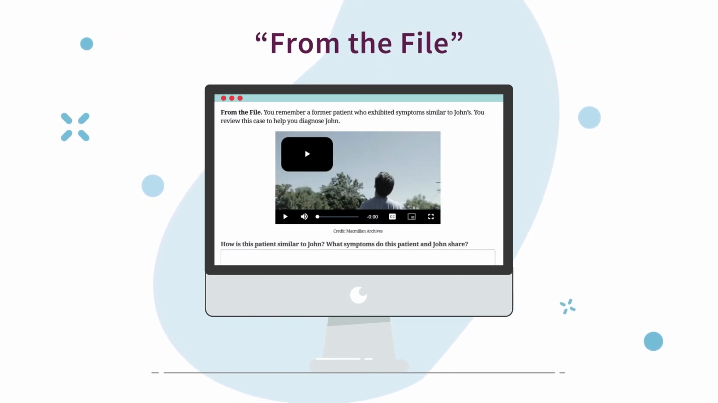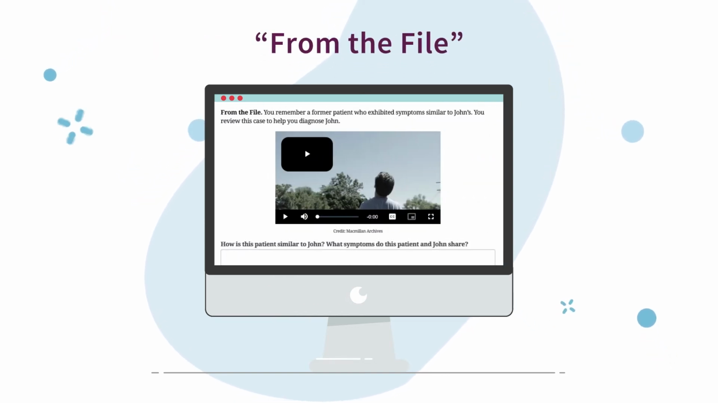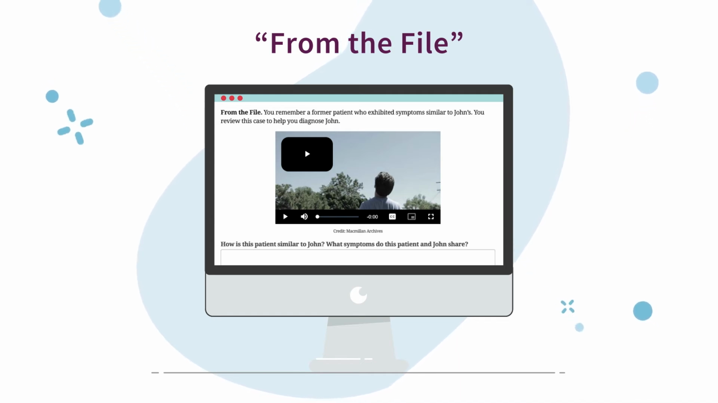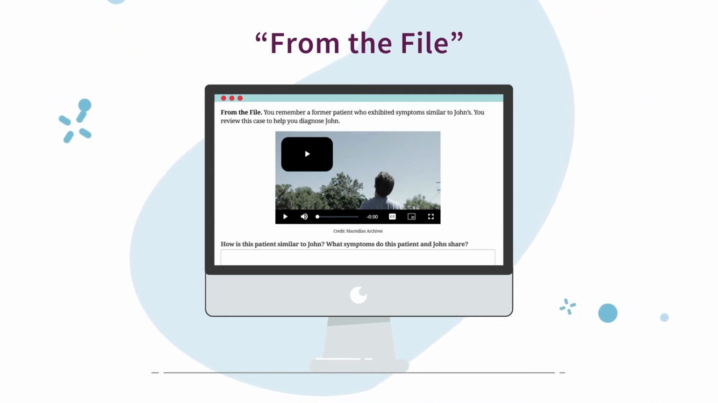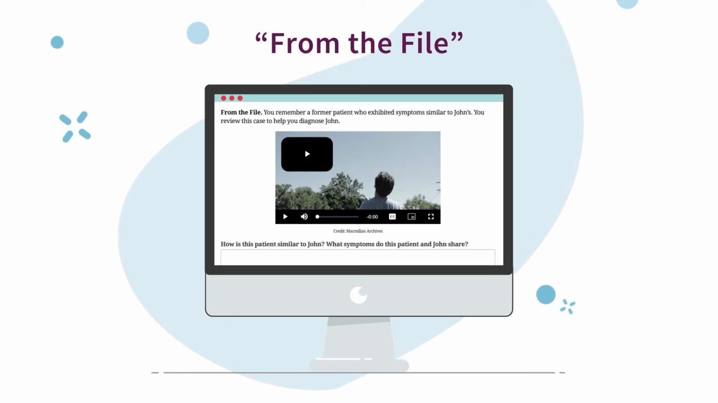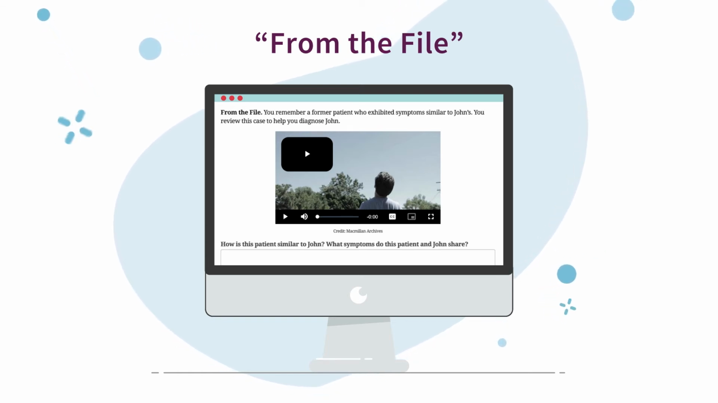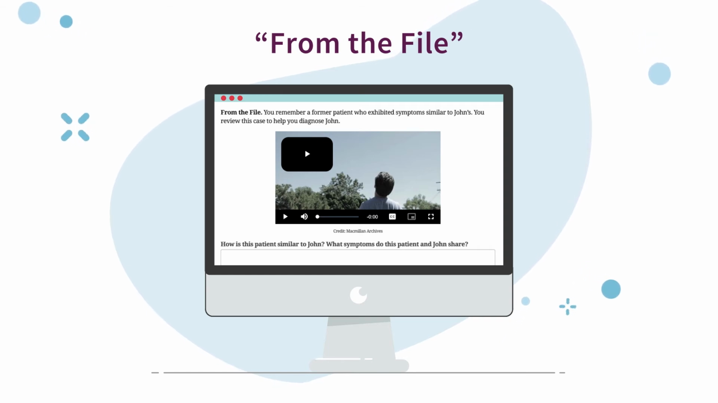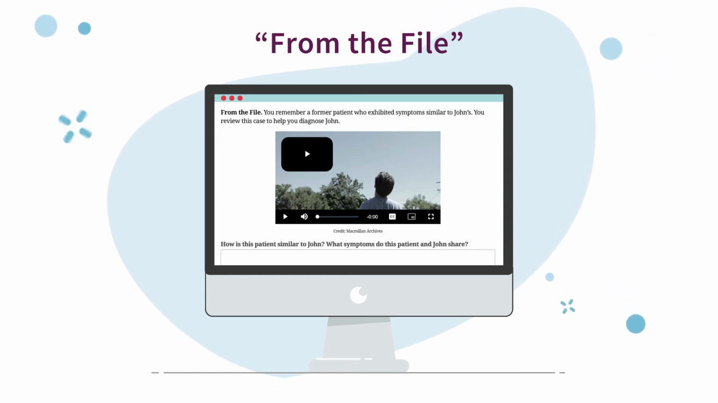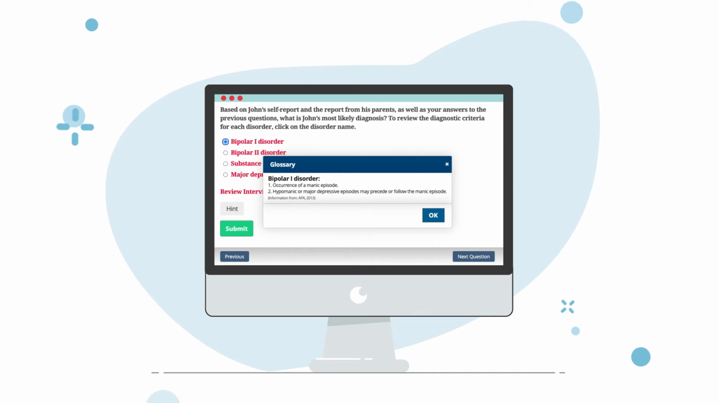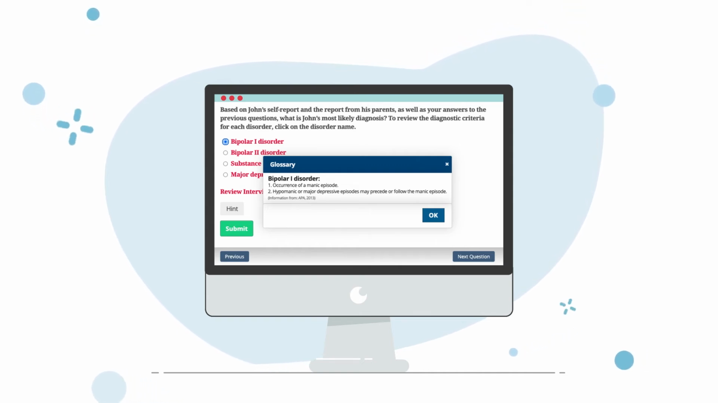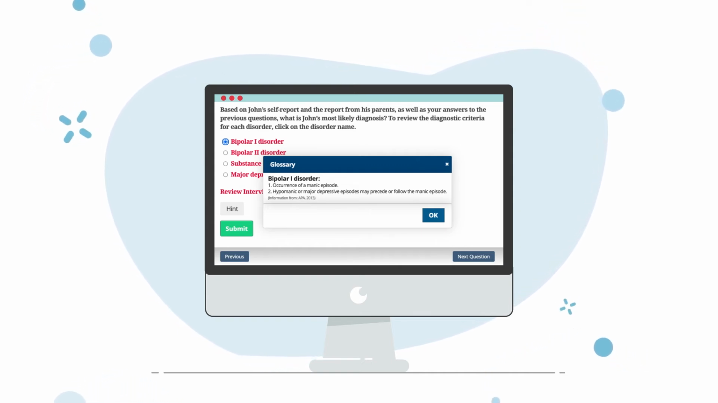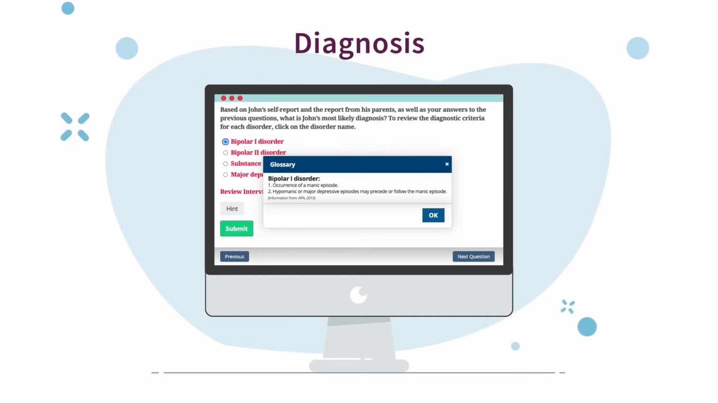In the From the File section, students watch a video about a client with symptoms similar to the current client they are interviewing. Students are told they are reviewing a case from their previous files. Students are always asked what symptoms the client in the video and the current client share in a short answer question. After receiving information about the case, students are asked to answer a question about the client's diagnosis.